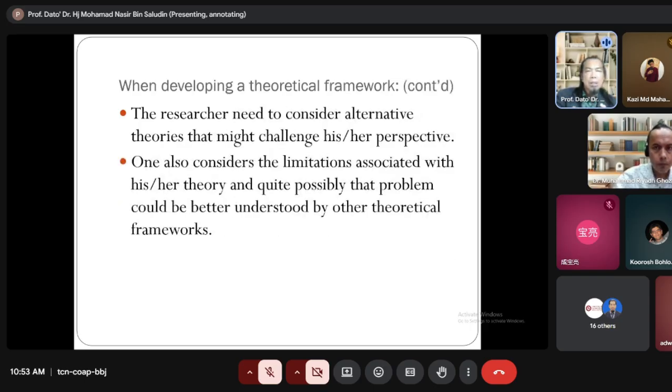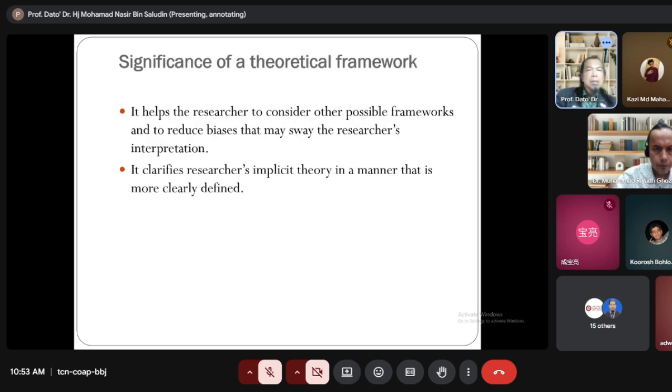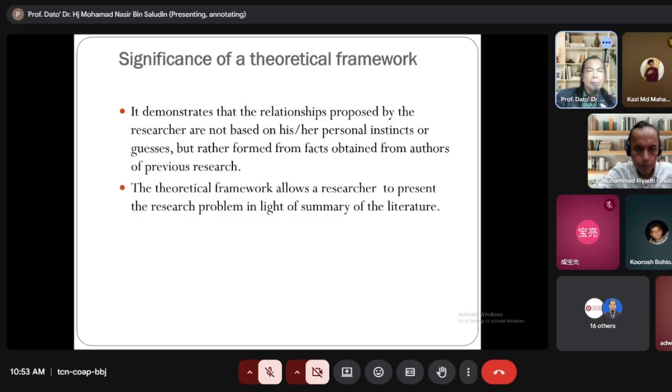The researcher needs to consider alternative theories that might challenge his or her perspective. One also considers the limitations associated with his or her theory, and quite possibly that the problem could be better understood by another theoretical framework. The significance of the theoretical framework is that it helps the researcher to consider other possible frameworks and to reduce bias that may sway the researcher's interpretation. It clarifies the researcher's implicit theory in a manner that is more clearly defined.